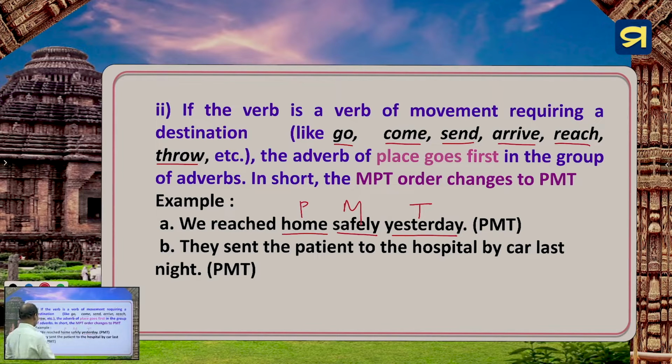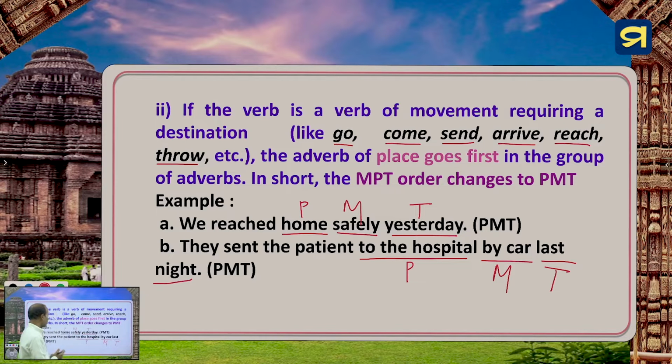Again, in the second example you can see, they sent the patient to the hospital by car last night. Where did they send the patient? Yes, you are right, to the hospital. This is the adverb of place. How? Then comes by car. That's why this is the adverb of manner. And when did they send the patient to the hospital? Definitely, the answer is last night. So this one is the adverb of time.